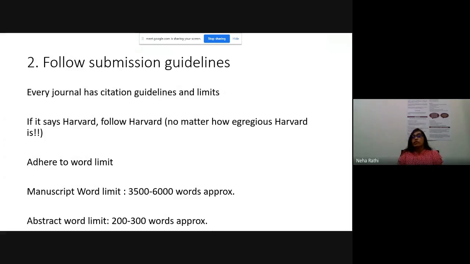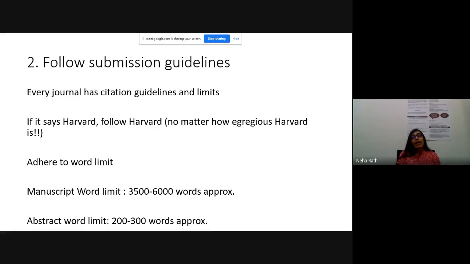Very critical: follow submission guidelines. That is why I say, always first put in your title and have an idea of which journal you're writing for, because every journal has different guidelines. It's never the same. Even if they are from the same publication house, the guidelines are different. Of course, every journal has citation guidelines and limits.